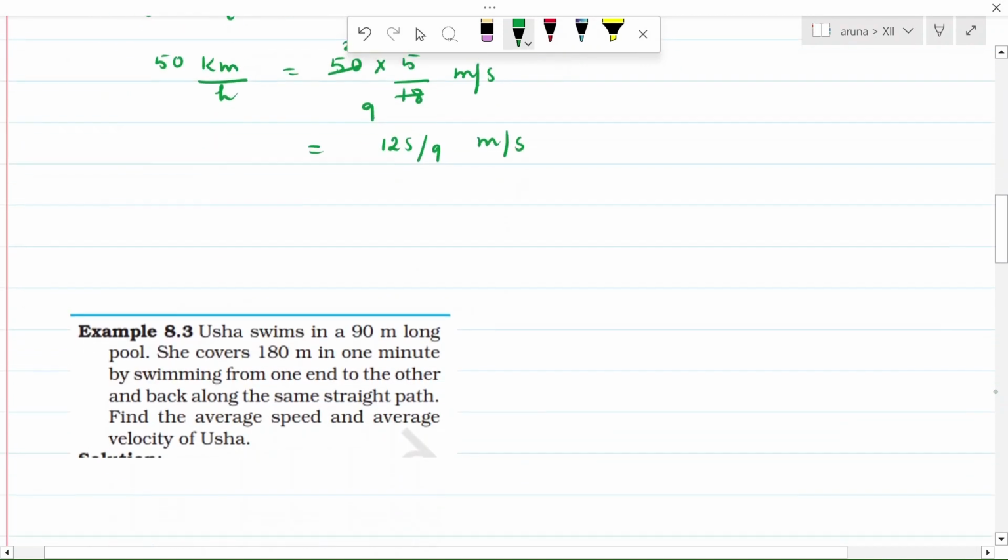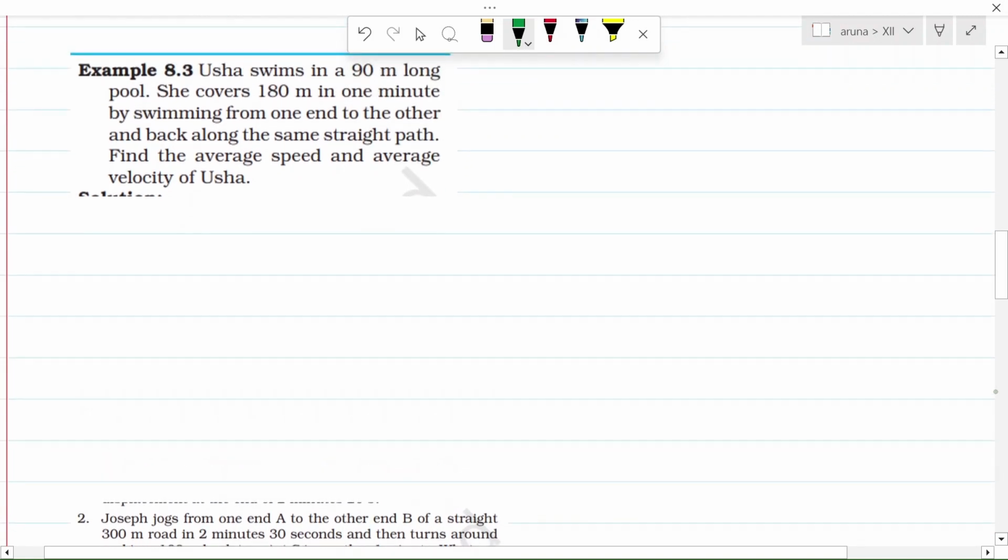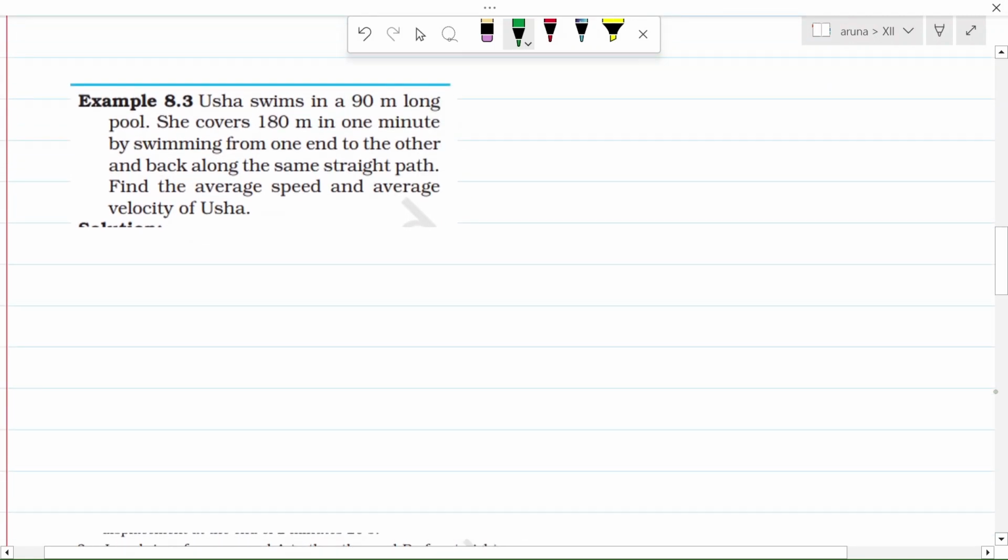Now going to the next question. This is example 8.3. Usha swims in a 90-meter long pool. She covers 180 meter in 1 minute by swimming from one end to the other and back along the same path. Find the average speed and average velocity. To find these, you must find out the distance and displacement first and then solve. So if you see, she goes to the pool from one end to the other and back.